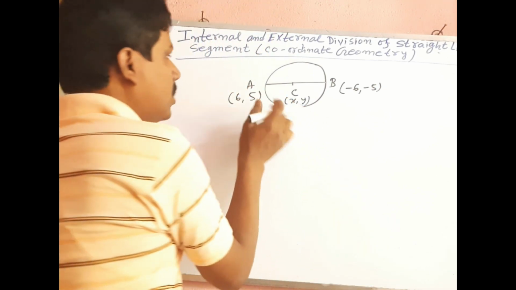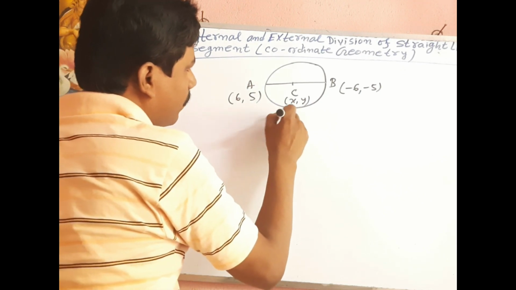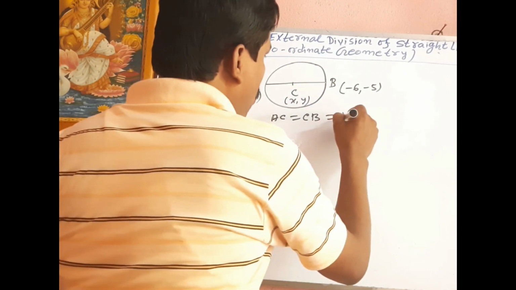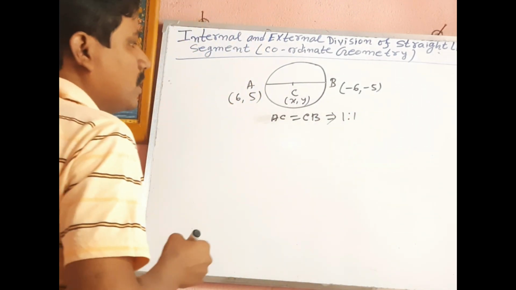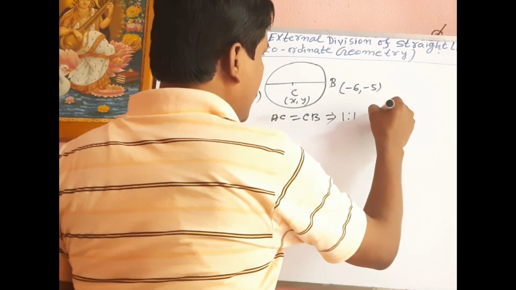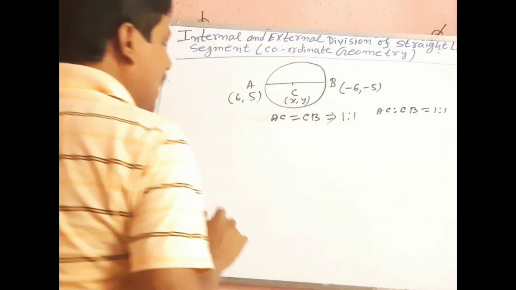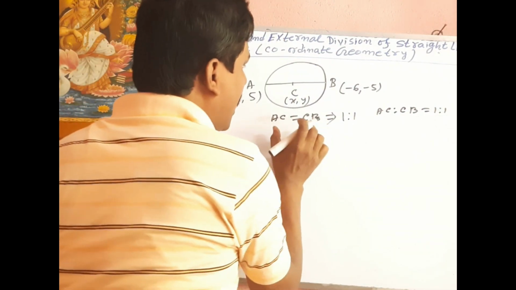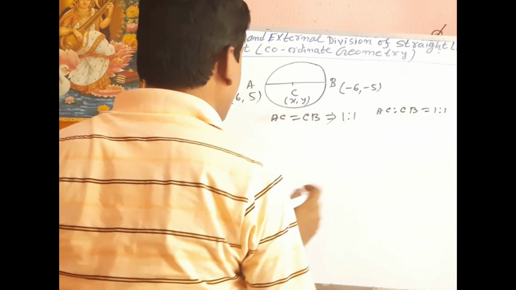By the given condition, here AC is equal to CB, that is a 1:1 division. If we find AC is to CB, then we get 1:1. But why is this equal? Because AC and CB are the radii of the same circle. That is why we can say this is 1:1.